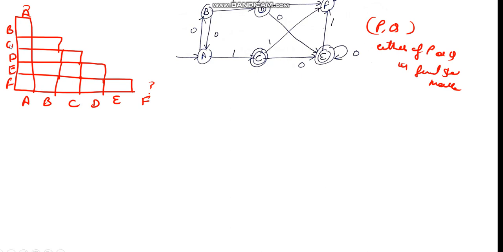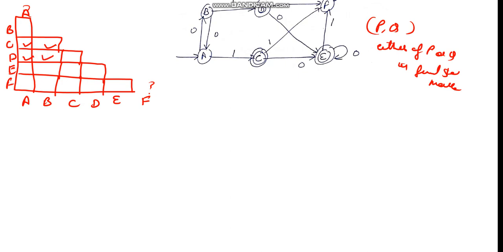Similarly, this is the column for A and C. For A and C, A is non-final and C is a final state, so we will mark here. Now this pair is B and C. For B and C, B is non-final and C is final, so we will mark here. Now for this column, that is DA, A is non-final and D is final, so we will mark. Similarly, this column is for D and B. Here B is non-final and D is final.